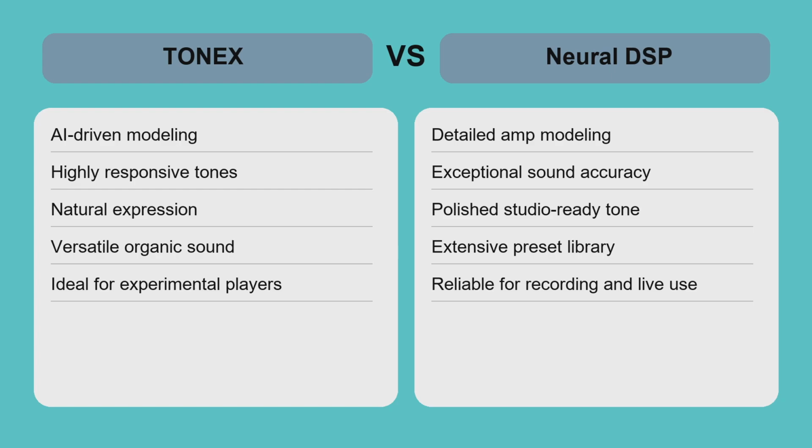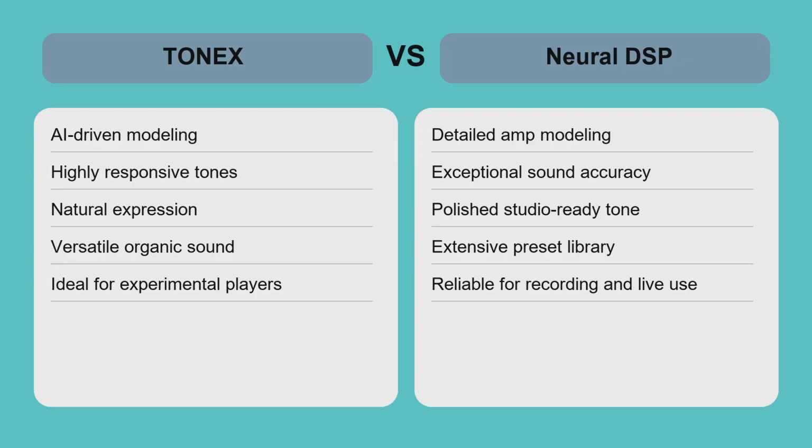Both have user-friendly interfaces, but TONEX's adaptive nature can feel less predictable, whereas Neural DSP provides consistent results. For live performance, Neural DSP's reliability is a plus, while TONEX shines in creative studio settings. Ultimately, the trade-off is between AI-driven innovation and classic amp authenticity.